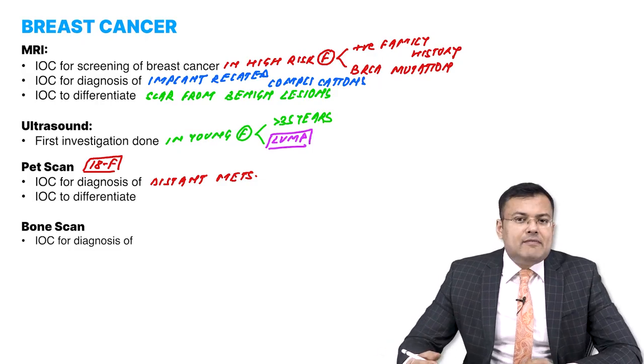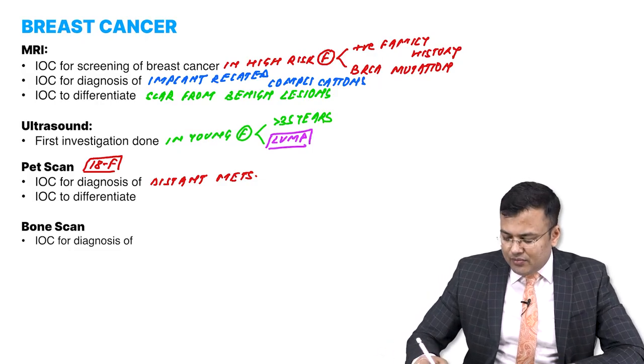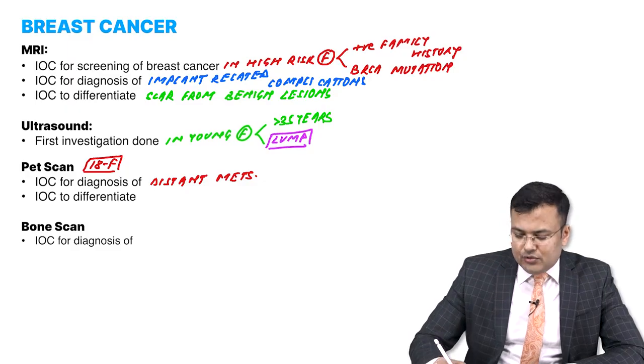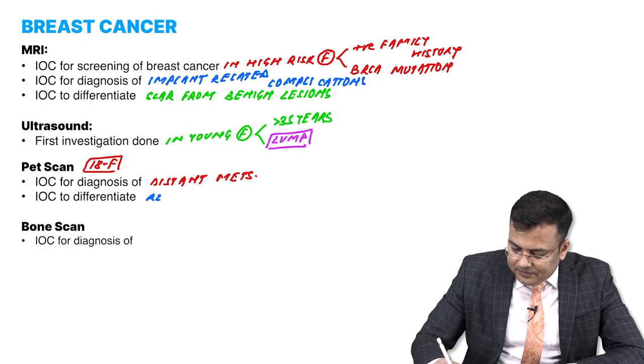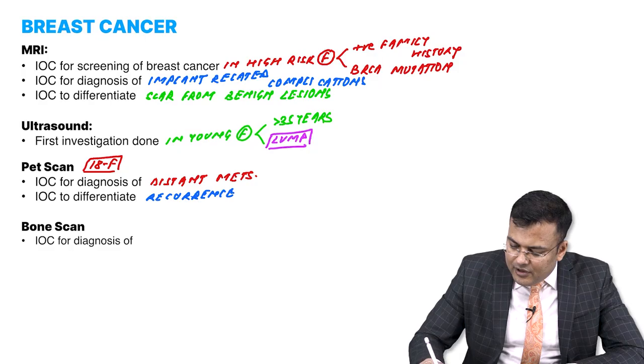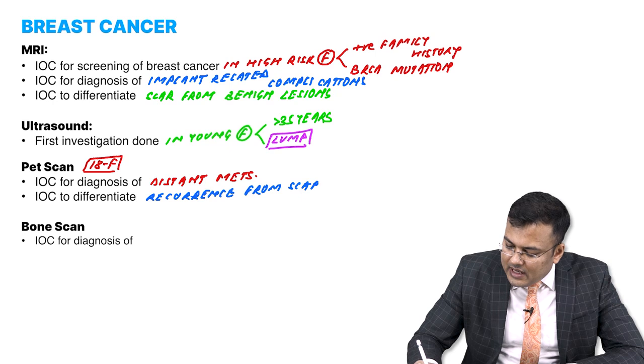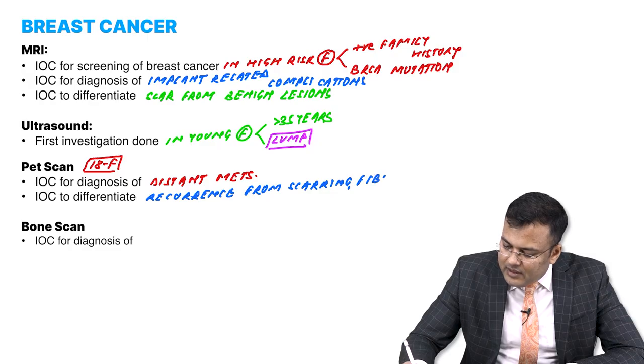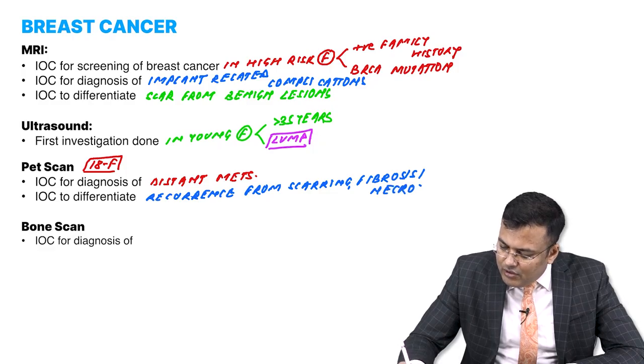So it is the investigation of choice to differentiate what? Investigation of choice to differentiate recurrence from scarring, fibrosis or necrosis. Clear? So that's the role of PET scan.